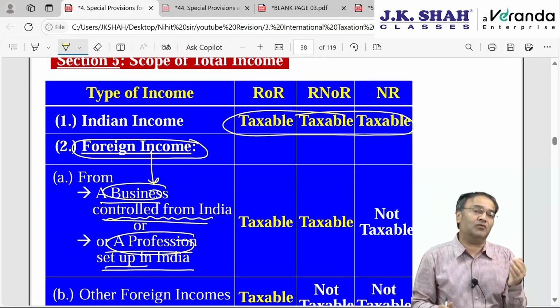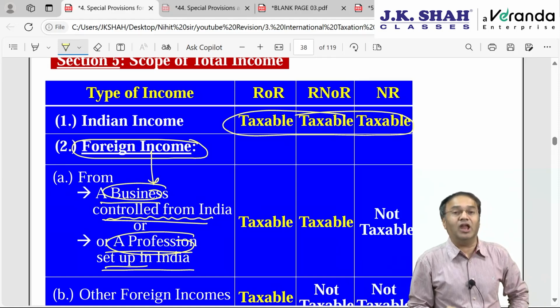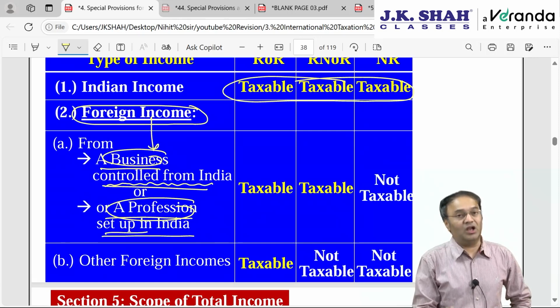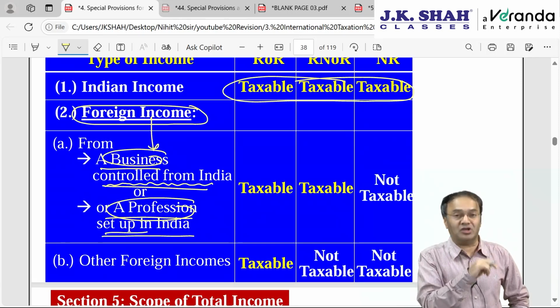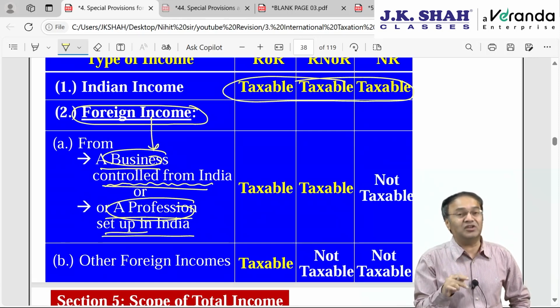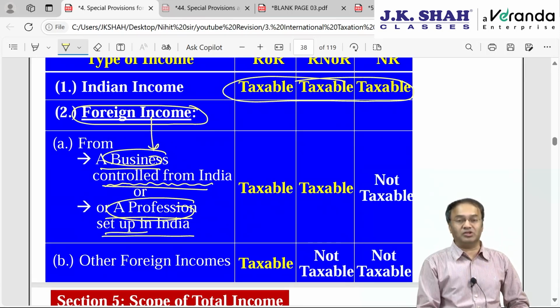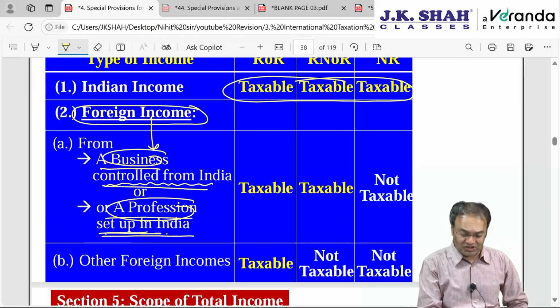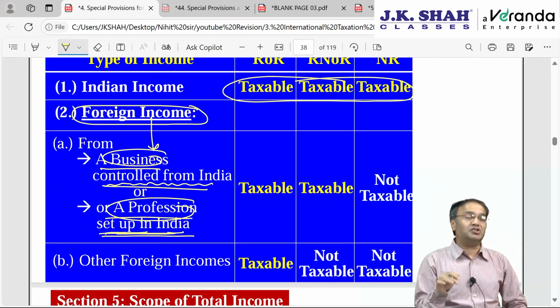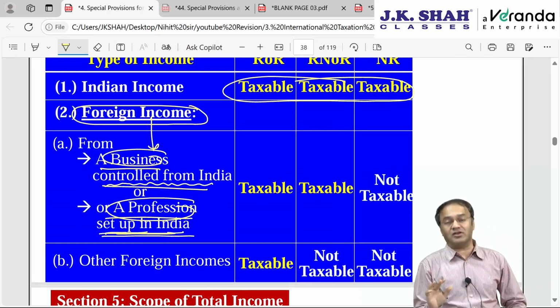You went to the UK for some accounting treatment work and the client was very happy with you, so they paid you 50 lakh rupees. So where is it accruing? It is accruing in the UK because you rendered your services in the UK. Where is it received? Received also in the UK. You had a bank account in the UK, so you deposited it. But it is from your profession which is set up in India.